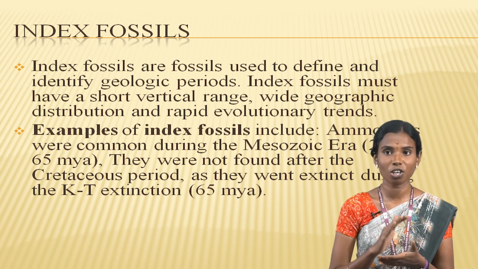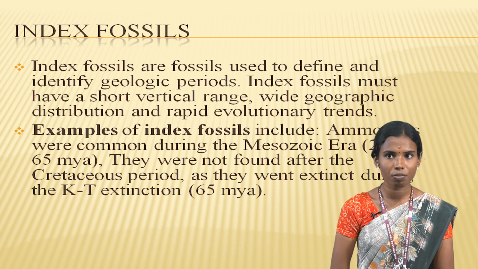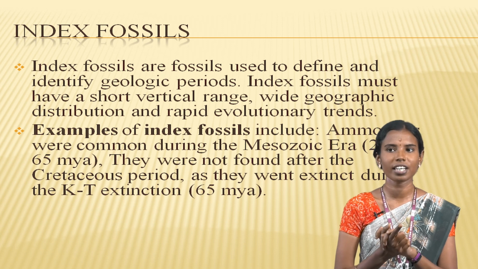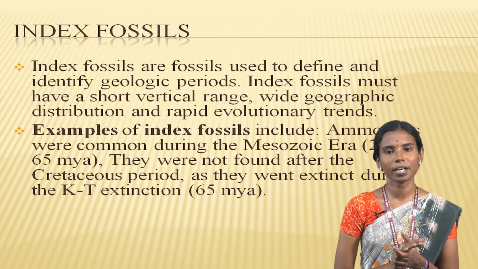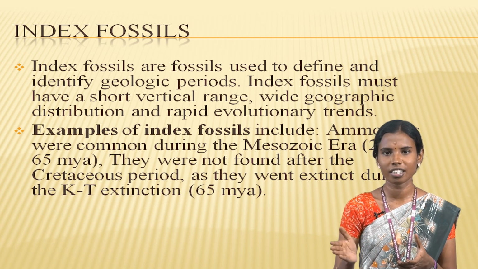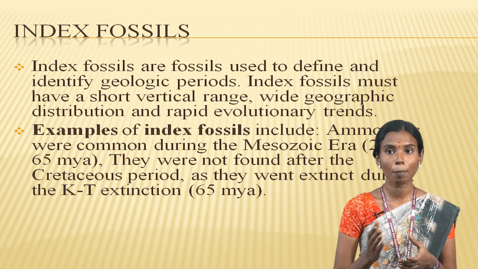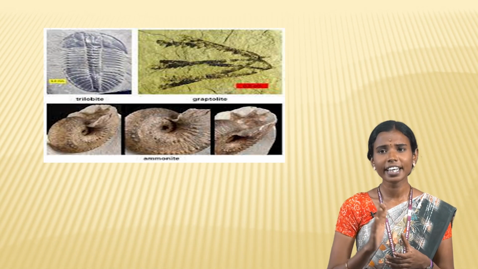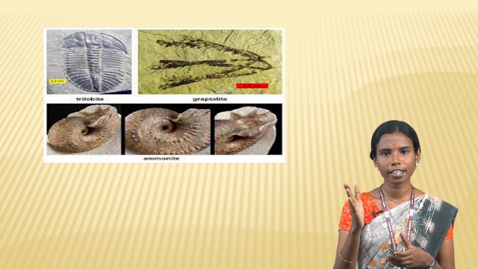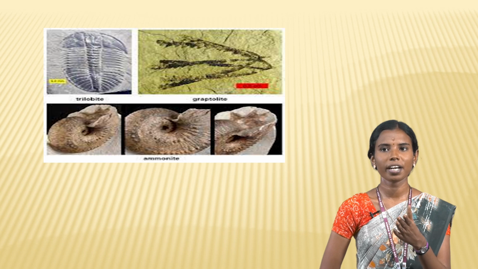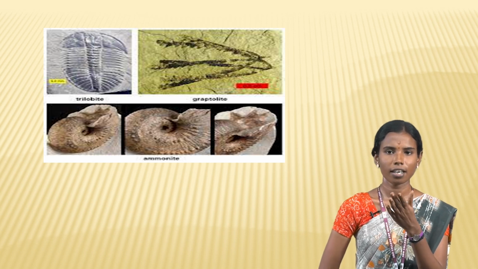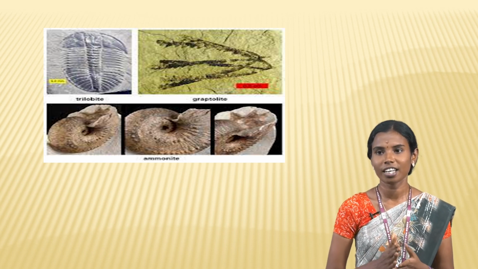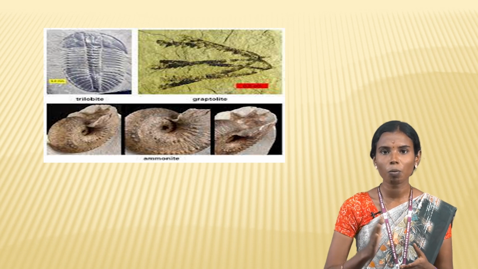The fossil must have a short vertical range, wide geographic distribution and rapid evolutionary trends. The best example for an index fossil is the trilobite. By seeing trilobites itself, we can say that the formation belongs to the Cambrian, and ammonites belong to the Mesozoic era. Next we will see the examples for index fossils. Trilobite: by seeing a trilobite itself, we can say it's a fossil belonging to the Cambrian. Then graptolites belong to the Ordovician. Then ammonites, we can say that they belong to the Mesozoic era.